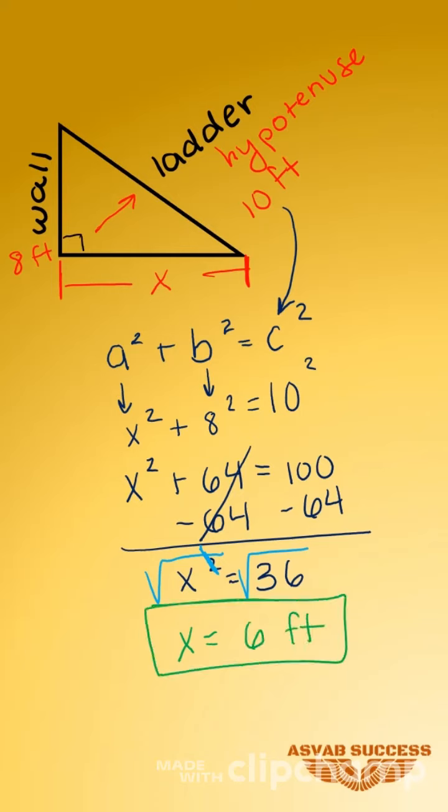So the distance from the base of the ladder to the wall is going to be 6 feet. And you're done.